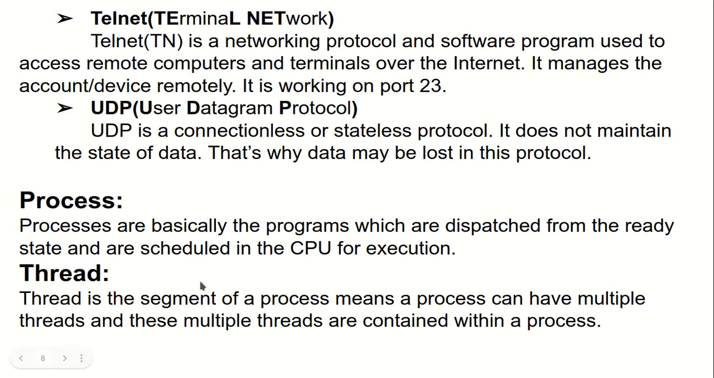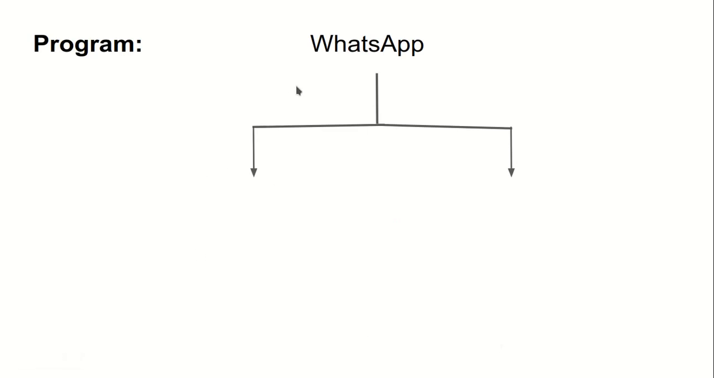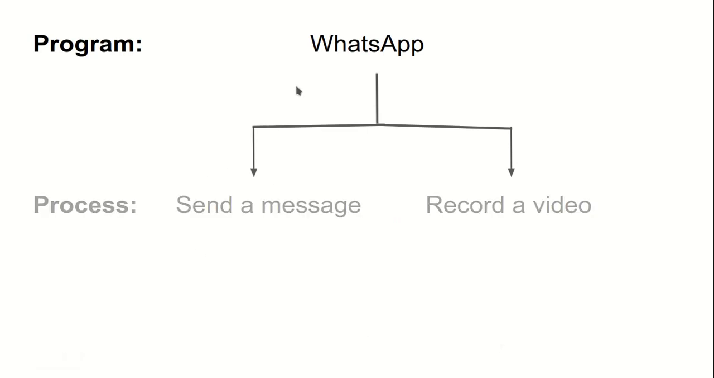Alright, so these threads will combine to form a process. Let's take an example. Here is a program, WhatsApp, and it is performing different processes. The first process is sending a message. The second process is recording a video. So these are the processes that are ready to be executed.